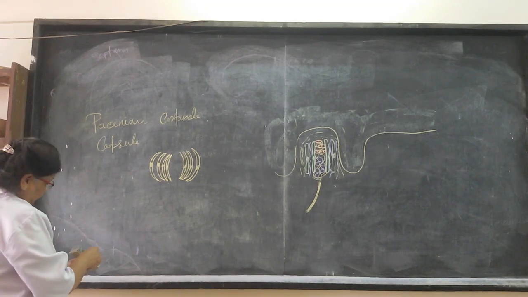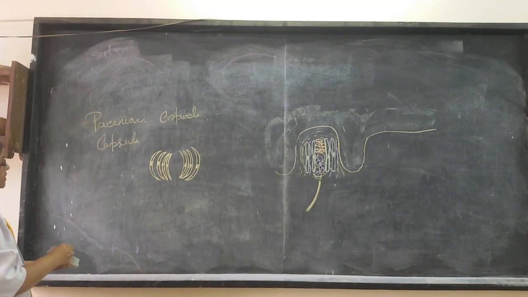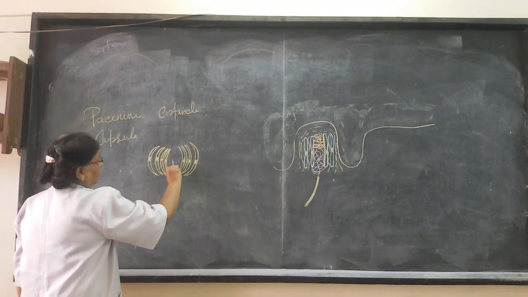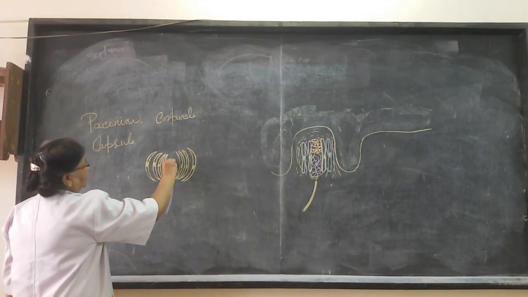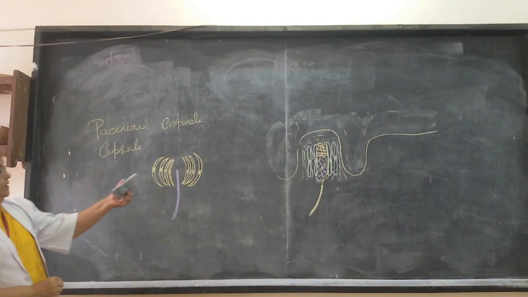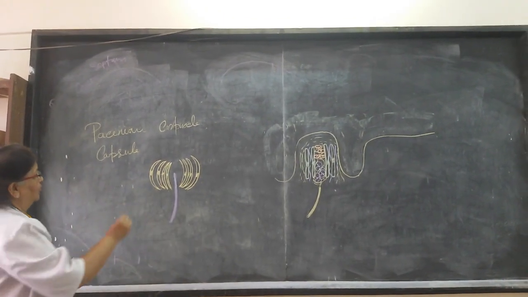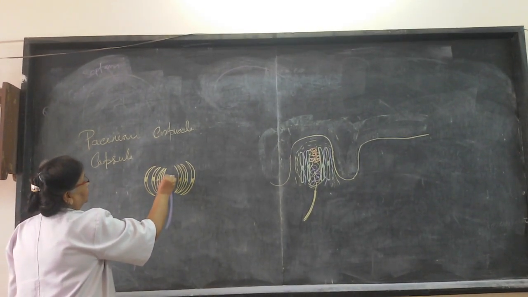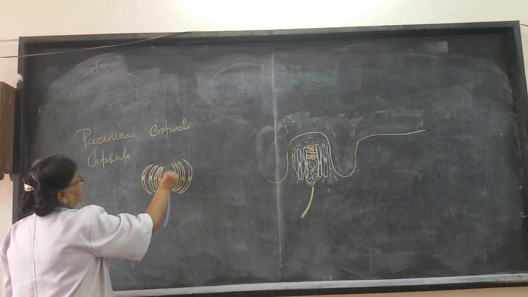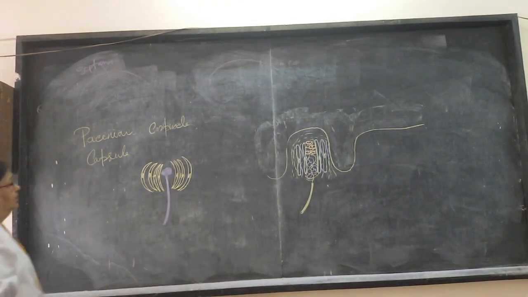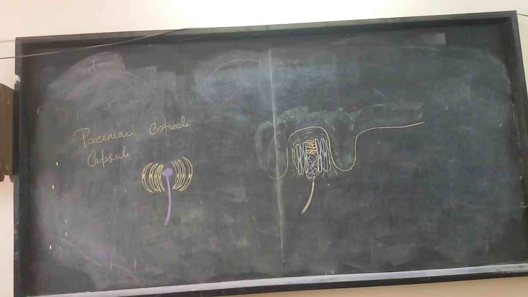Now, the central part contains the nerve terminal. This is the nerve terminal. Its terminal end expands and forms a knob-like structure. This is the appearance of the Pacinian corpuscle.